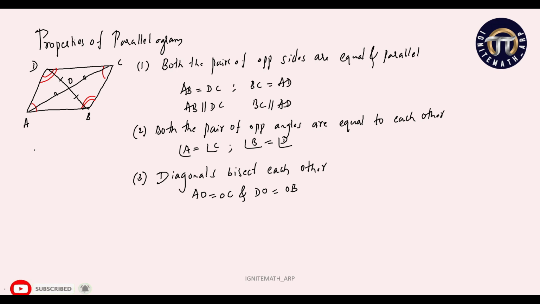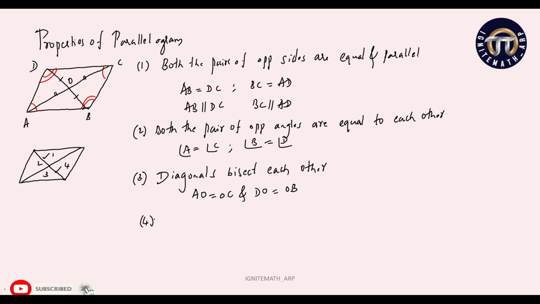Clear, children? Keep in mind, when only one diagonal is drawn, it divides the parallelogram into two triangles which are congruent to each other. Whenever both the diagonals are drawn, four triangles are formed. All these four triangles are equal in area. Clear? That is also one of the properties.